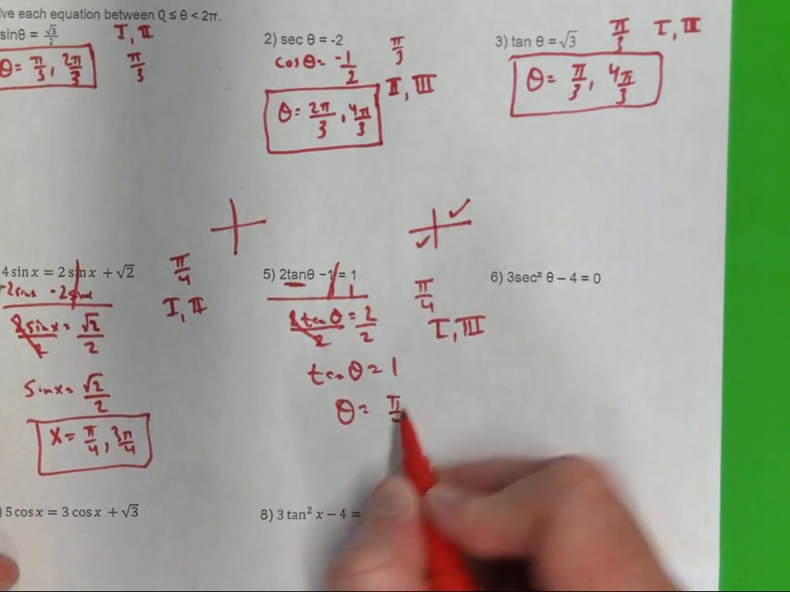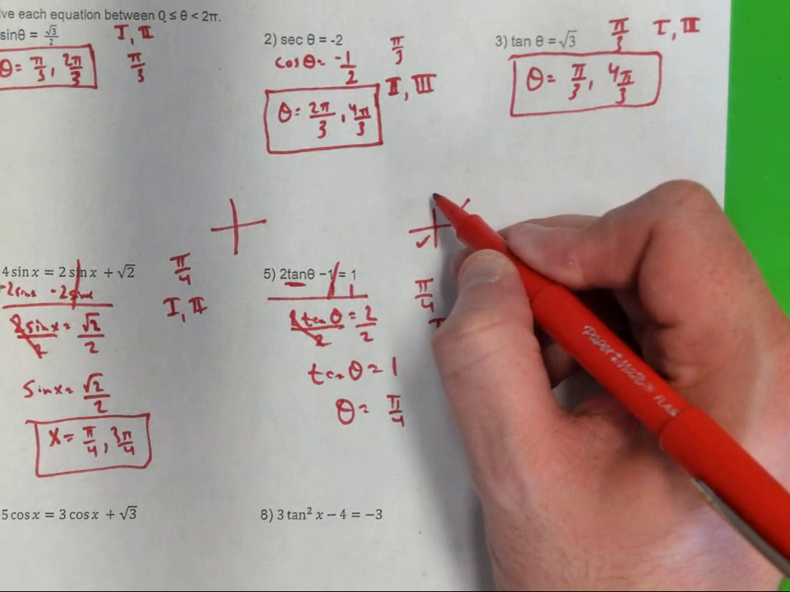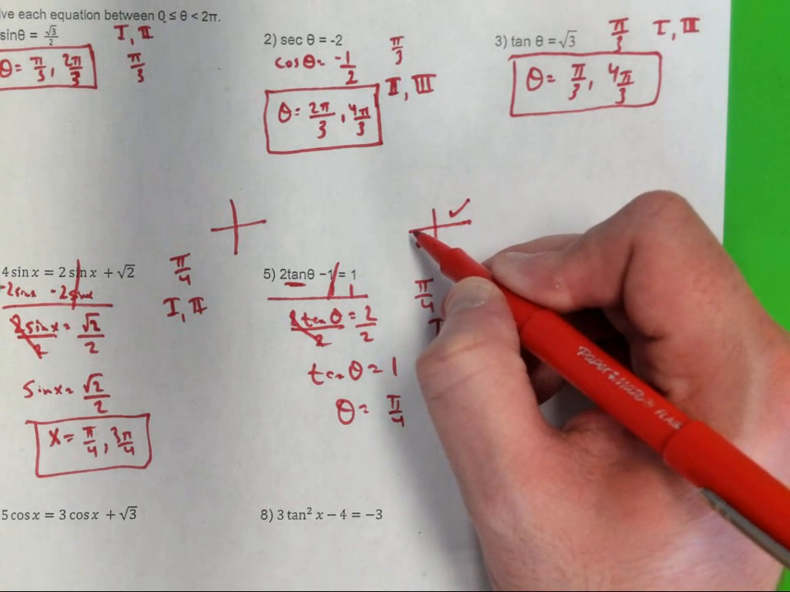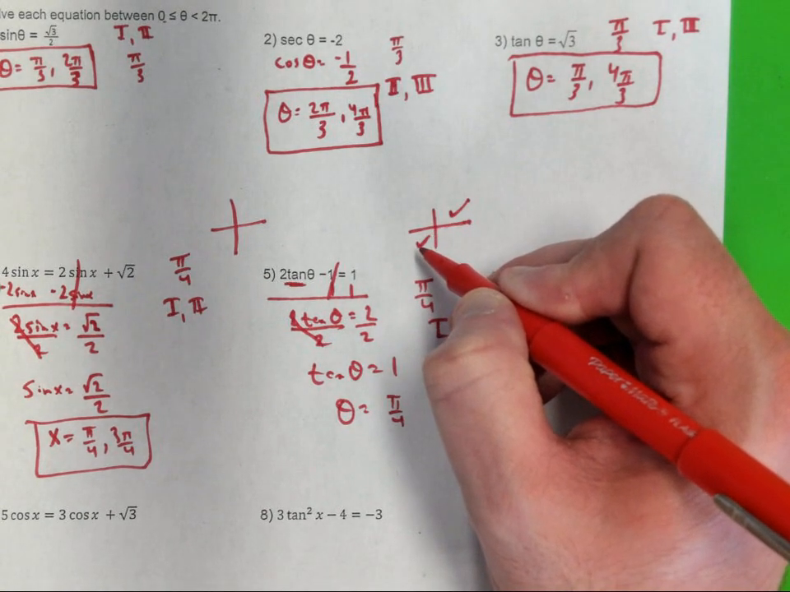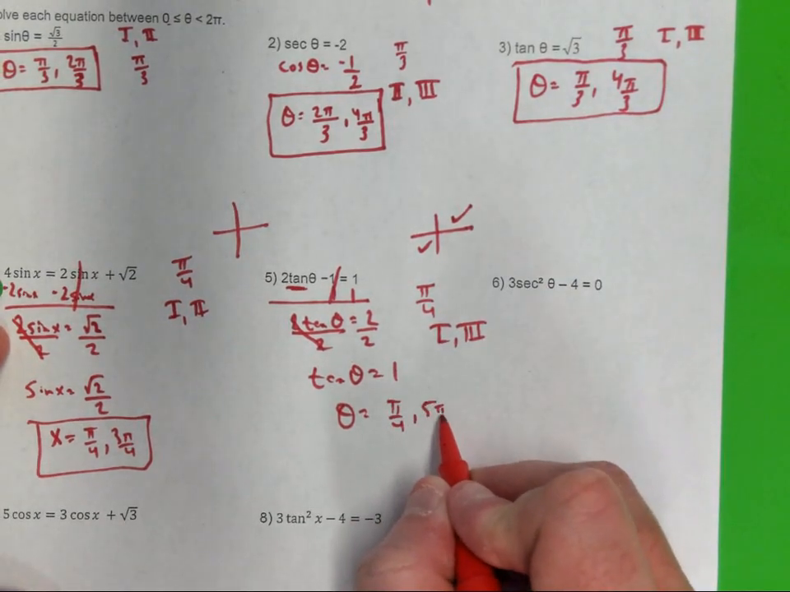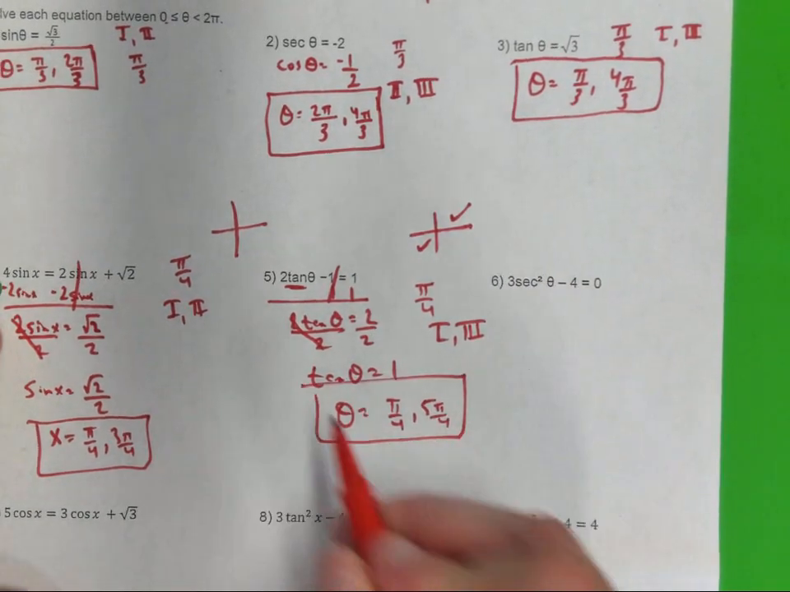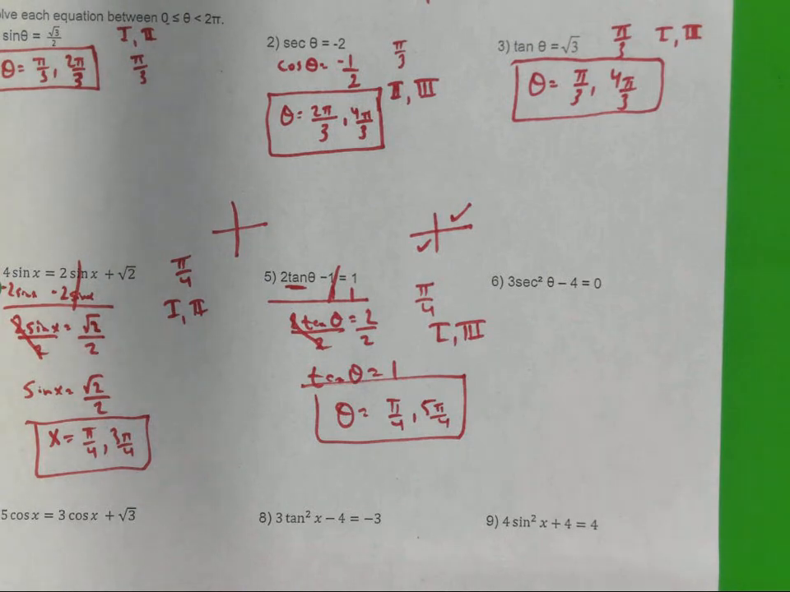So pi over 4 goes in quad 1. 2 pi over 4 reduces. 3 pi over 4 is here. 4 pi over 4 is here. This will be 5 pi over 4. So your answers would be pi over 4 and 5 pi over 4. This to me is easier than inverse trig. You're isolating your trig function, and then you've got to think backwards.